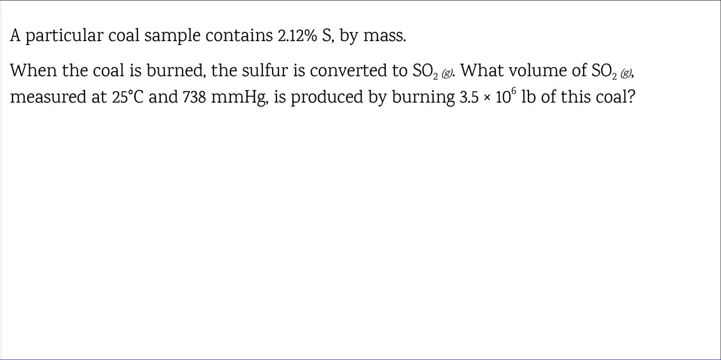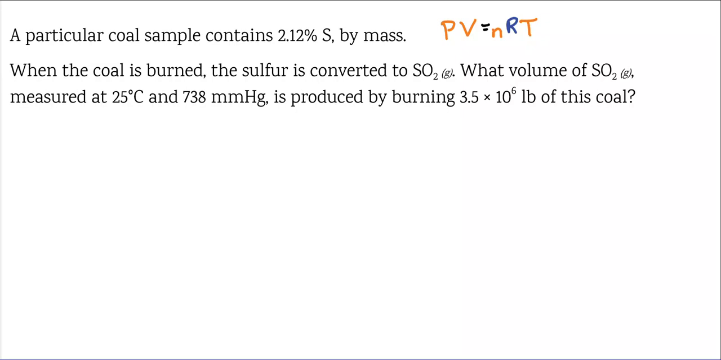A particular coal sample contains 2.12% sulfur by mass. When the coal is burned, the sulfur is converted to sulfur dioxide. What volume of sulfur dioxide measured at 25 degrees Celsius and a pressure of 738 millimeters of mercury is produced by burning 3.5 million pounds of this coal?